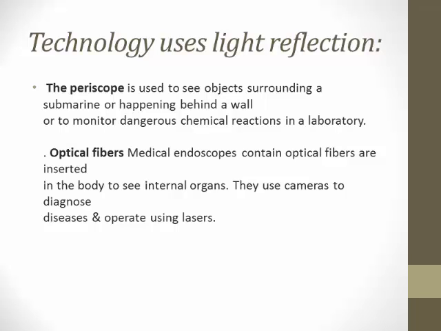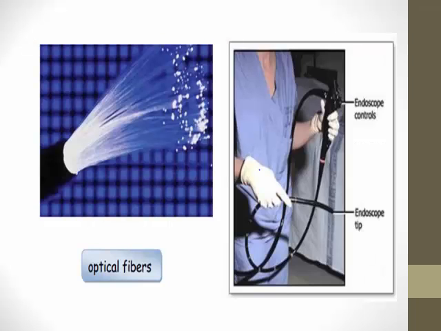Optical fibers are what? Medical endoscopes contain optical fibers that are inserted in the body to see the internal organs. They use cameras to diagnose disease and operate using lasers. Laser surgery is also a type of use of light reflection. This is the shape of the optical fibers, the shape of the endoscope, the part we use in endoscopic operations.